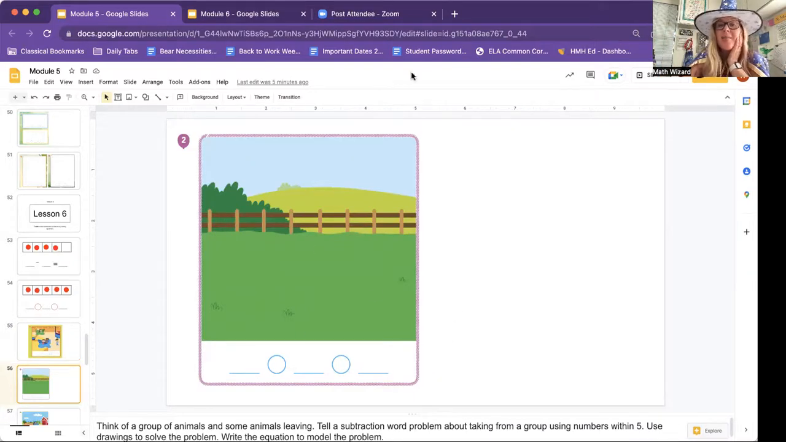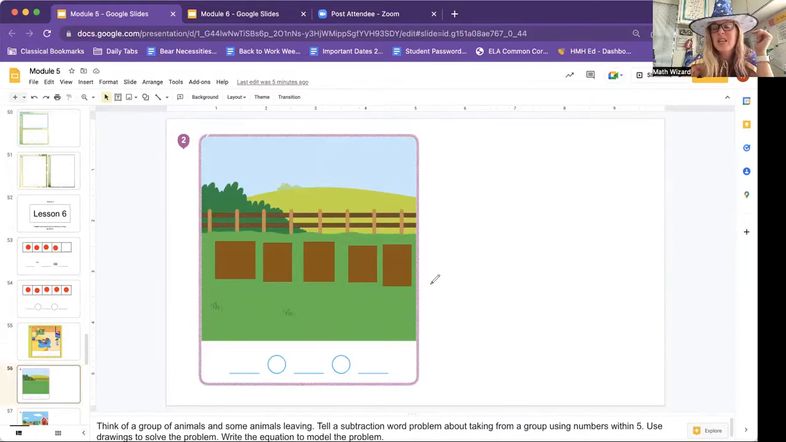And some animals. I'm going to say horses in my story. You can do what you want for your story, okay? But for my story, I'm doing horses. And I'm going to use squares to represent my horses, okay? And here we go. I have 5 brown horses that are grazing in the grass. That looks like really good grass. And then 2 of them left to get hay. They didn't want grass. So 2 of them left to get hay.